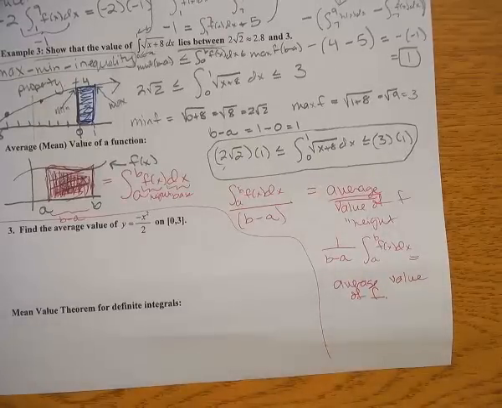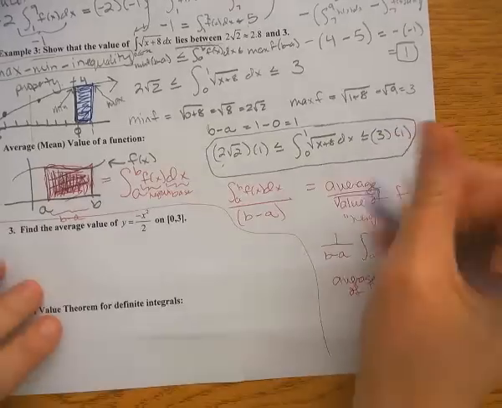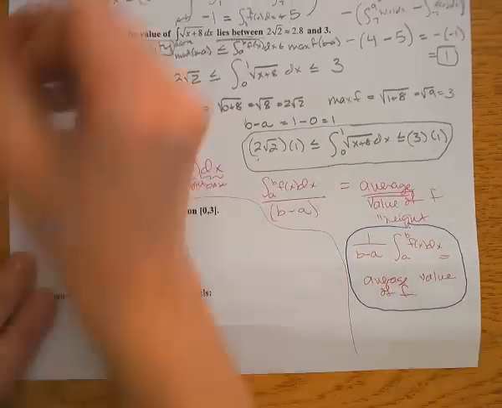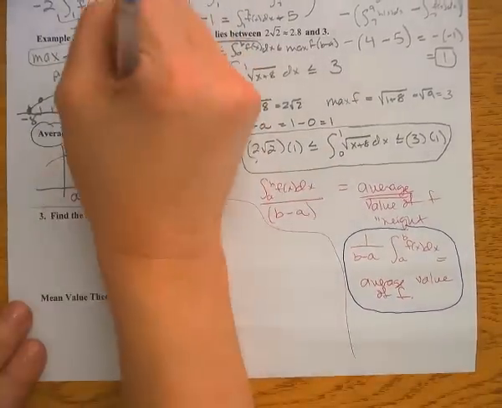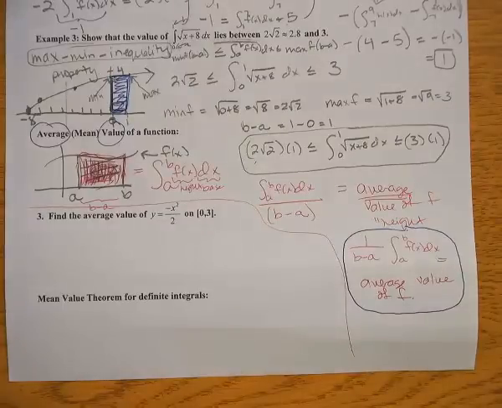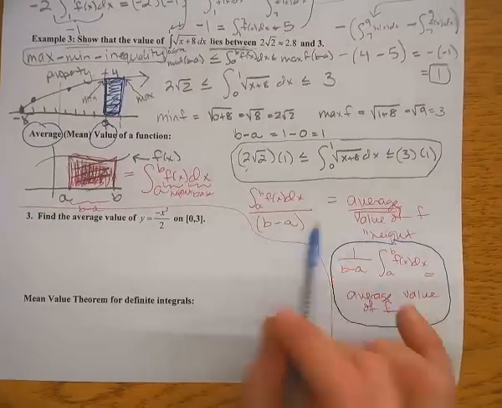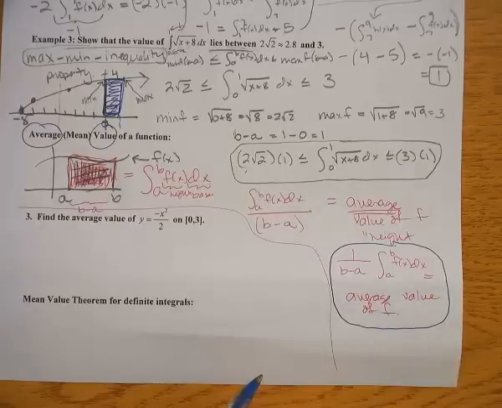This is such an important thing to remember. This is the kind of property or formula that the AP test likes to sneak in. They like to sneak in that word average value. So every time we're doing an average, we're always going to divide by a change in x. So it's basically the integral divided by the change in x.